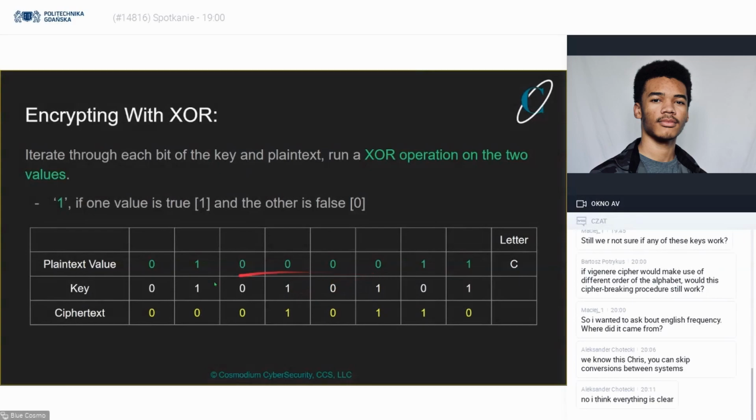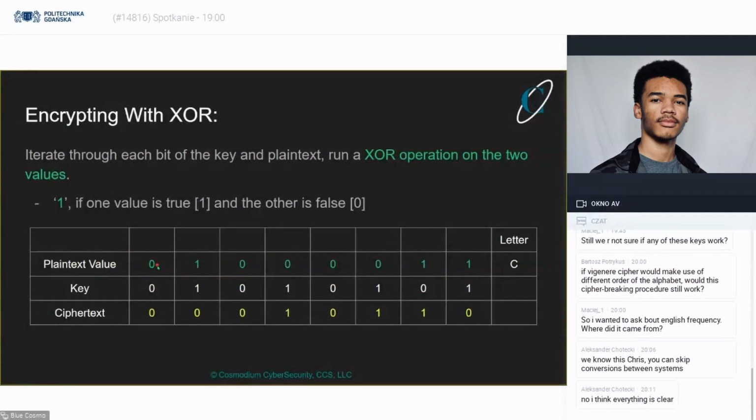If we look at this table, we have our letter C, which is the first letter in our plain text for Cosmo. This is the ASCII representation, or the binary representation, of that letter C. What we're doing is basically taking our key of 01010101 and matching each character to see if it can pass an XOR operation.